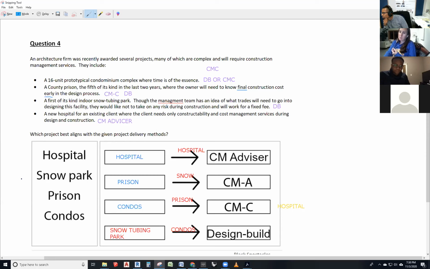Let's skip that. Do hospital first. Hospital: the client needs to know constructability and cost management services during design and construction. And the advisor provides those two services, constructability and cost management. And then the agent can become a constructor. So it's just a process of elimination, making the tubing park CMA. Very good. By the way, I misspelled advisor. I'm sorry about that.